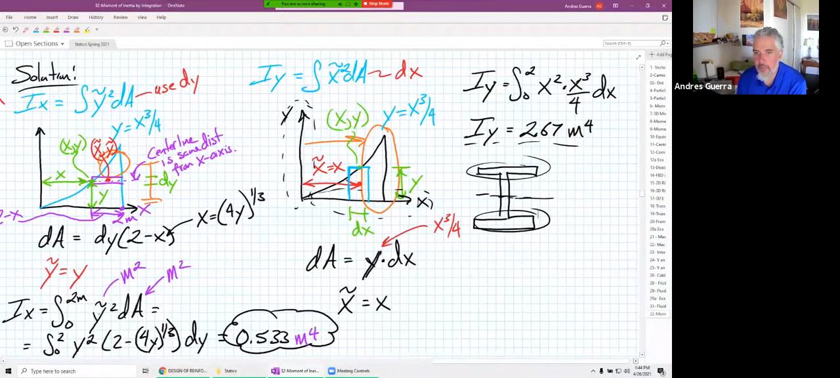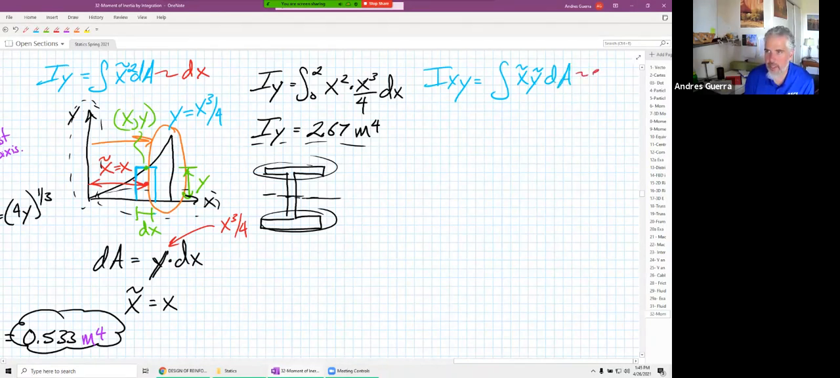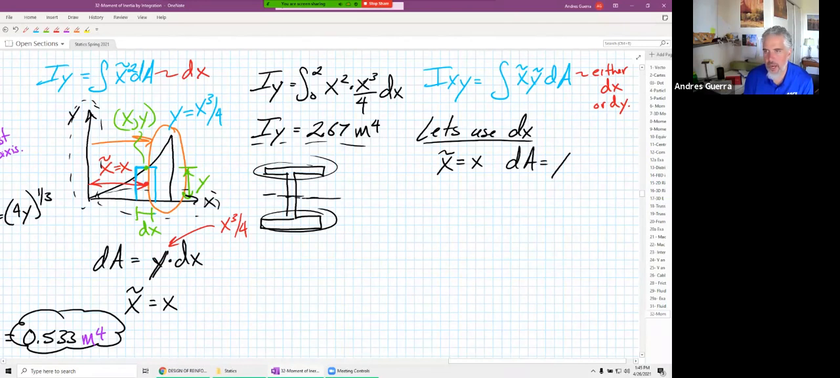Okay, we need to go into our Ixy. Ixy is the integral of x tilde y tilde times dA. And with this one, remember, it can be either dx or dy. It doesn't matter for this one. Let's just go ahead and use dx, just because it was the last thing that we drew. It's right here, so here's our dx differential element. We already know that x tilde is equal to x. We already know that dA is equal to y times dx. Now the only thing that we need to find is y tilde, and y tilde is just half of y. It's equal to y over 2.